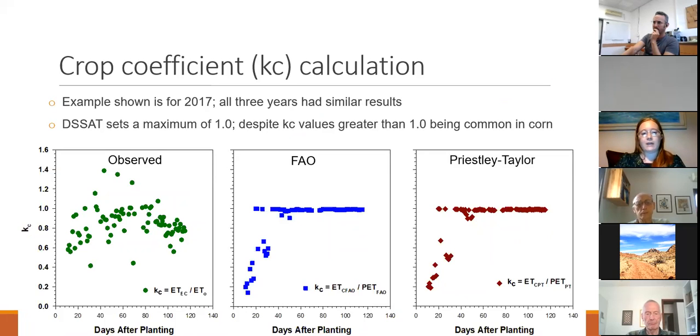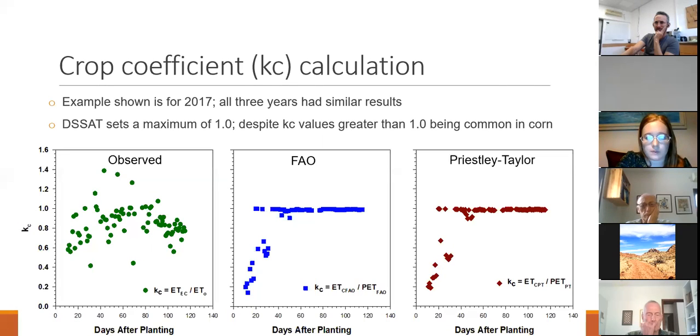So to get at what's going on within DSAT, our next step was to look at the crop coefficient calculation. You calculate the crop coefficient by dividing the estimated or actual crop ET over the reference ET or potential ET. So we did this for our observed data. We did this for all 3 years, but I'm only showing 2017 because the results are really similar across all 3 years. So for our observed crop coefficient, you see we have a maximum of about 1.4.